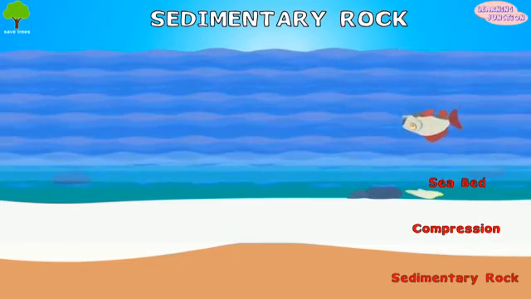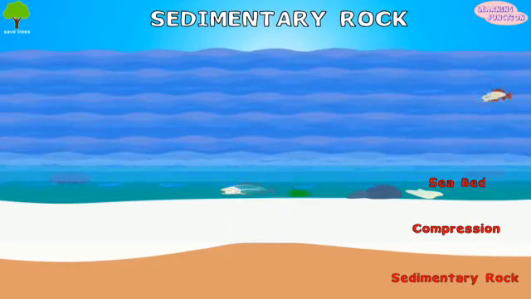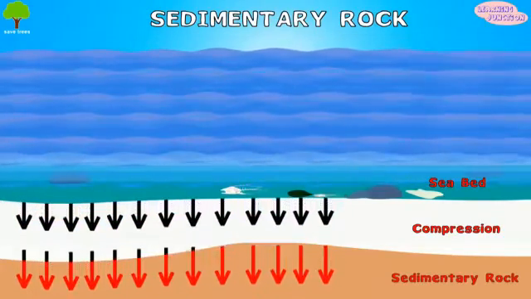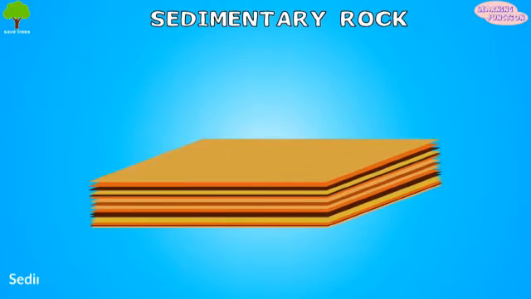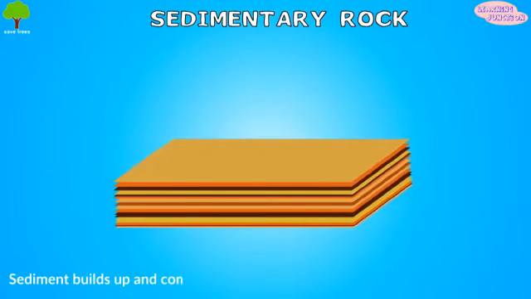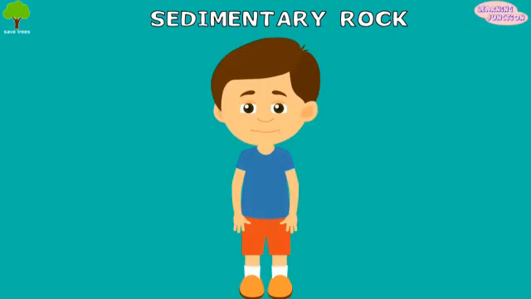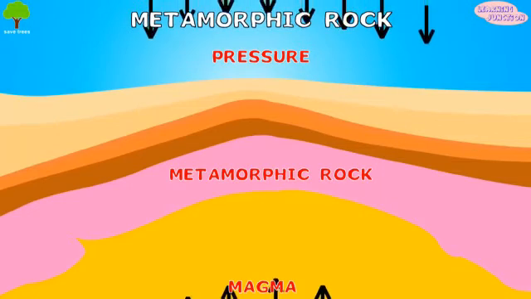Now let's talk about the sedimentary rocks. Students, as you can see on the seabed, these dead remains are coming and settling down. Over a period of time, they get compressed and compact, and they form these sedimentary rocks. Sediment builds up and compacts, and it eventually becomes sedimentary rock. Some examples are there: sandstone and limestone.